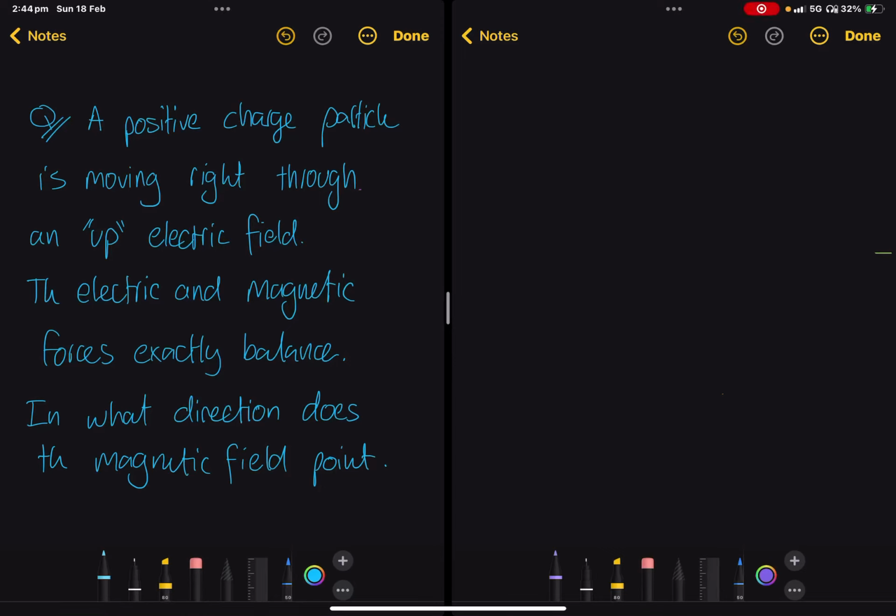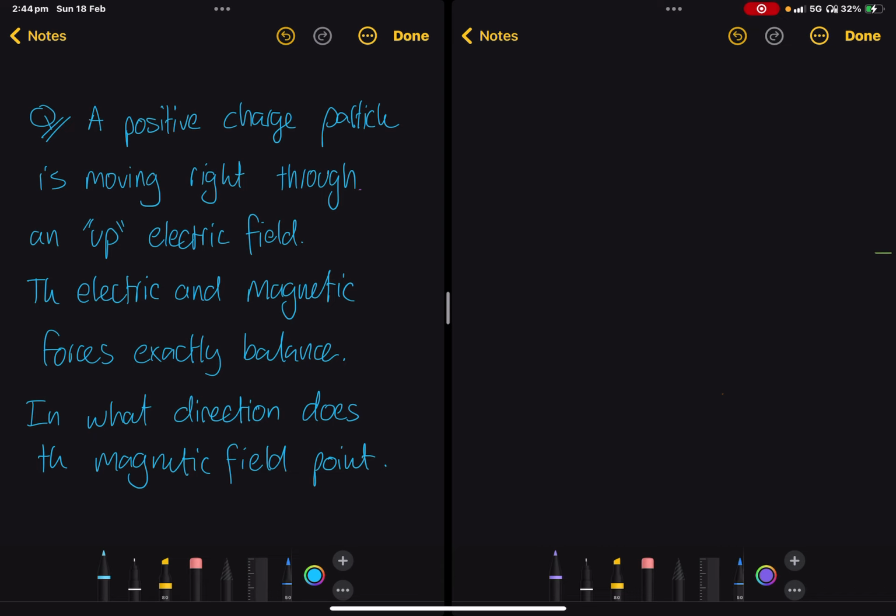Okay, so we're going to have a look at another question from the topic of electromagnetism. We are told a positive charge particle is moving right through an up electric field. The electric and magnetic forces exactly balance. In what direction does the magnetic field point?